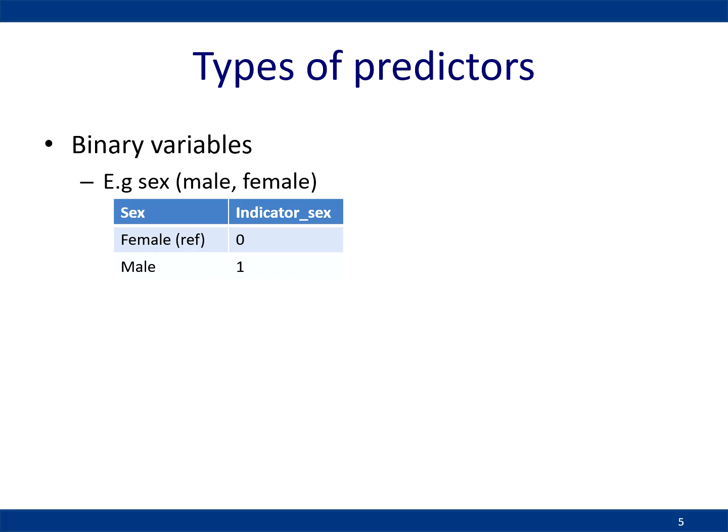If you do have a statistical background, this might be very familiar to you. The first type of variable we can consider is a binary variable. This is one that takes one of two possible values. For example, sex, someone would be either male or female. And when we code this, we select one of the categories to be our reference category, and that receives a coding of 0. And the other category takes the value 1.